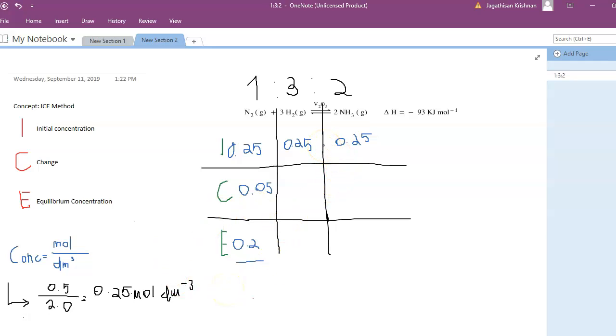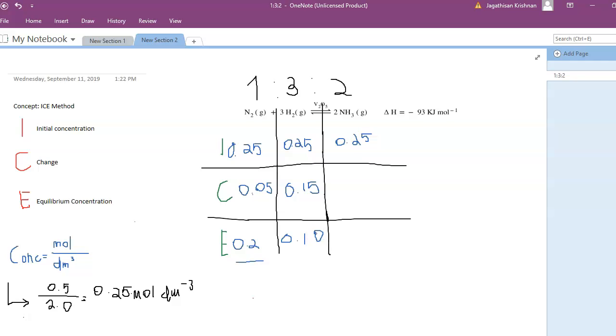So let's take a look first at hydrogen. The molar ratio of nitrogen to hydrogen here is 1:3. So if the change that happened in nitrogen is 0.05, the change that will happen in hydrogen is 3 times that. So 0.05 times 3 is 0.15, which means its equilibrium concentration will be 0.25 minus 0.15, and you'll get 0.10.